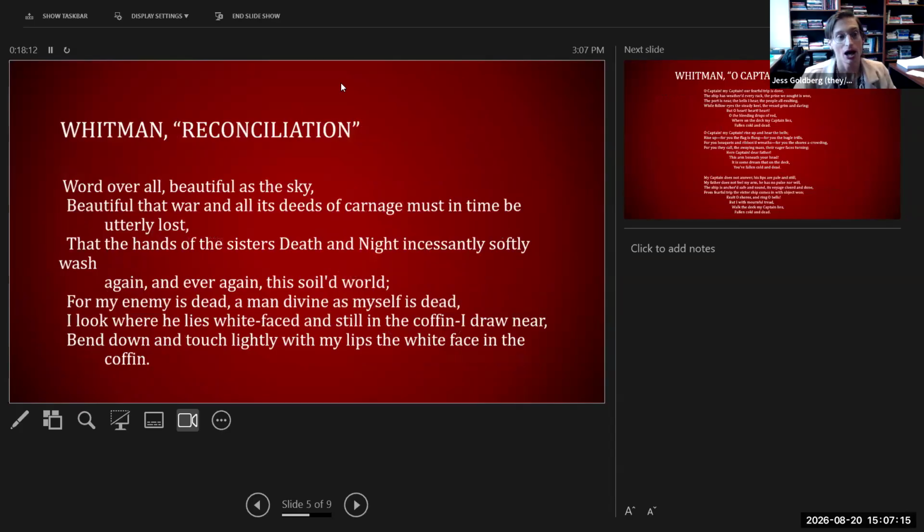So this first one is a poem by Walt Whitman about the U.S. Civil War. It's called Reconciliation. This is about the end of the Civil War.